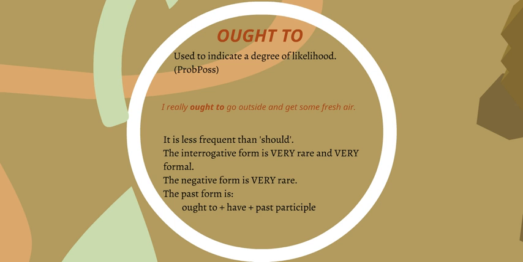It's very often only used in the affirmative. You find it very rarely in the interrogative form, and if so, it's very, very formal. The negative, oughtn't to, is very rare. I wouldn't even teach it to your students. The past form, again, can be difficult because it's ought to plus have plus past participle, so it's ought to plus the perfect infinitive. Again, this is not something I would teach my students. I would teach my students to use ought solely in the affirmative present.